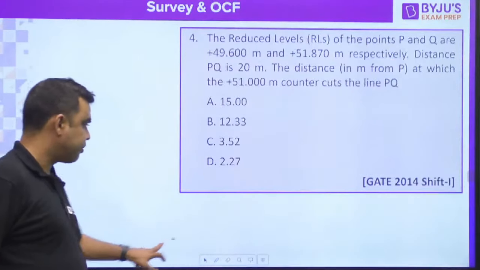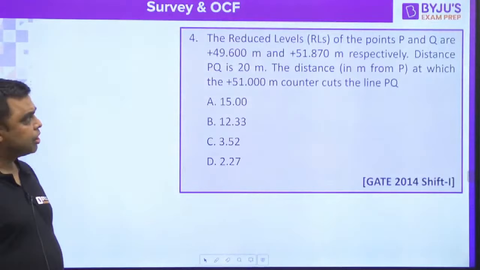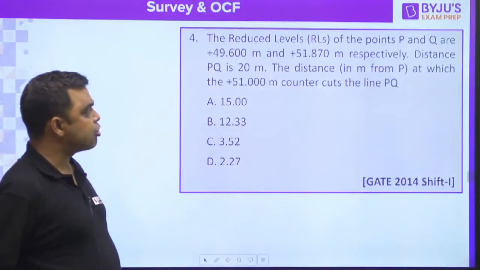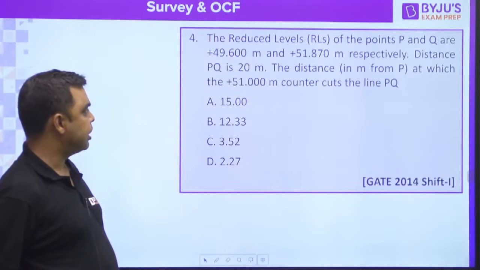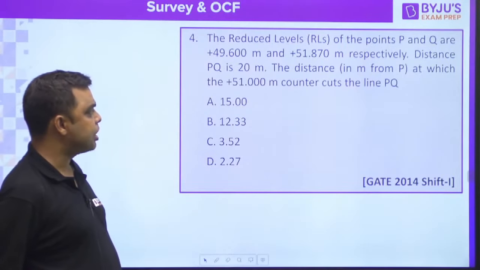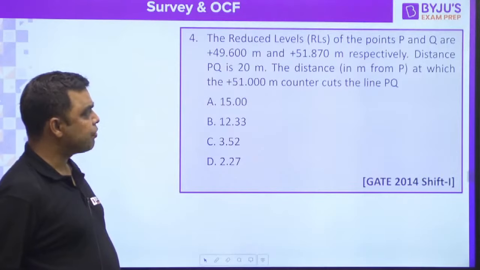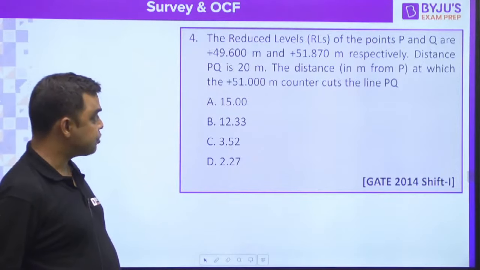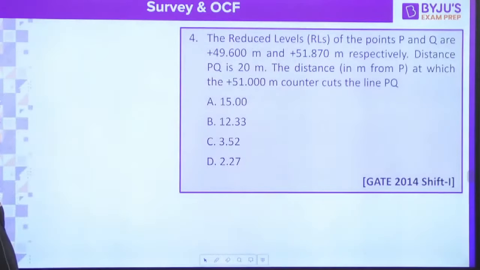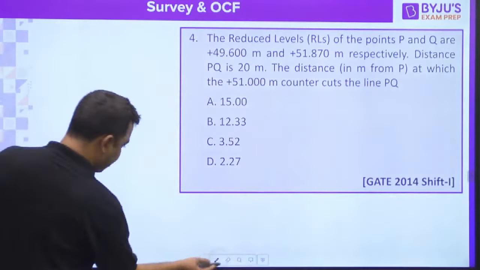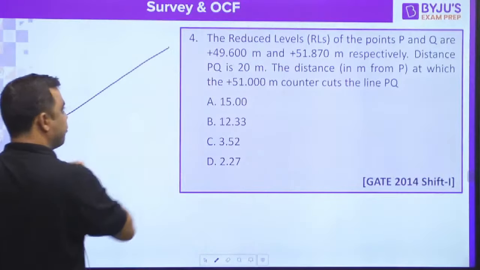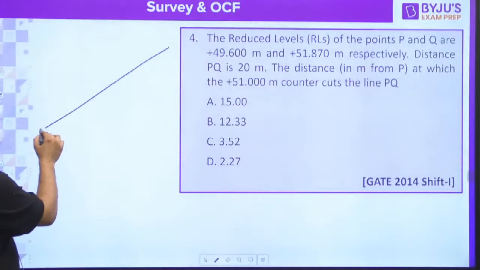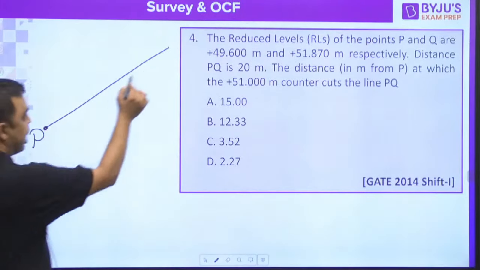Chaliye, next question. This is the question. The reduced level RLs of point P and Q are, okay, respectively. The distance PQ is 20 meter. The distance in meter from P at which plus 51 meter contour cuts the line PQ. Okay, let me draw the diagram, guys. See, these questions are very easy. Very easy, right? P and Q.